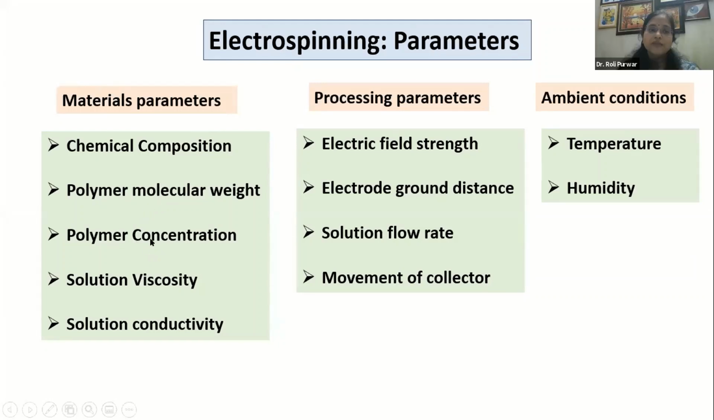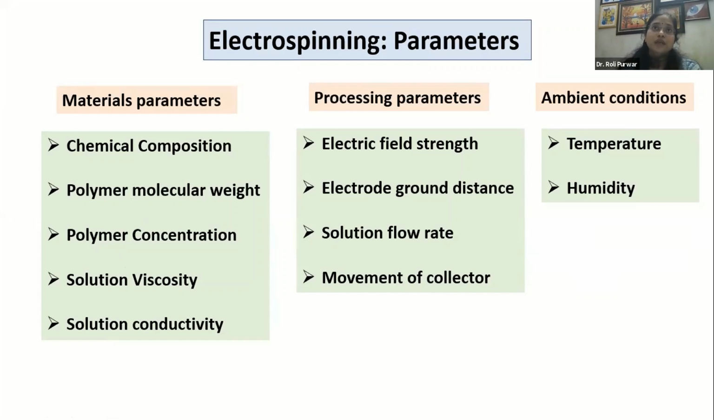And based on the polymer concentration and viscosity, these three parameters are interlinked: polymer molecular weight, polymer concentration, and solution viscosity. If we change one parameter, we have to change the other two. Then the next parameter is the solution conductivity. If the polymer solution is conductive, it will favor the electrospinning process, but too high conductivity does not favor the electrospinning. At that time, an electrospraying process will take place.